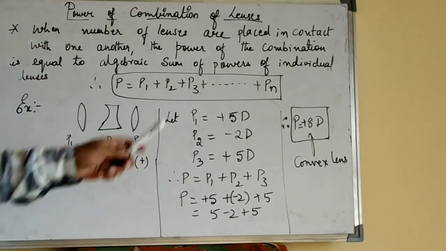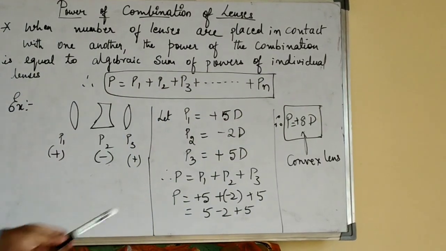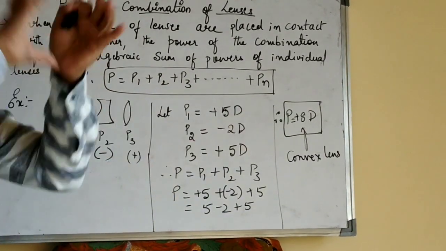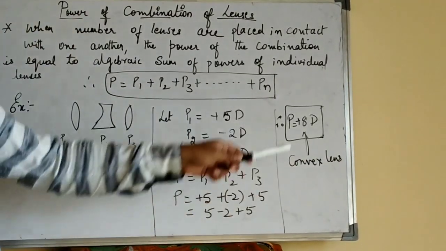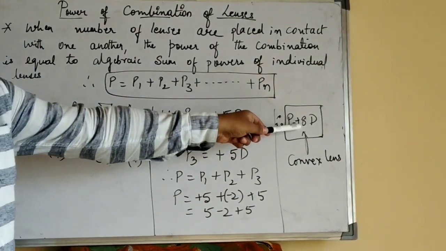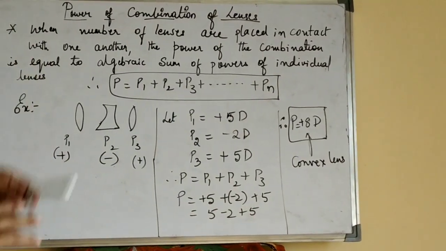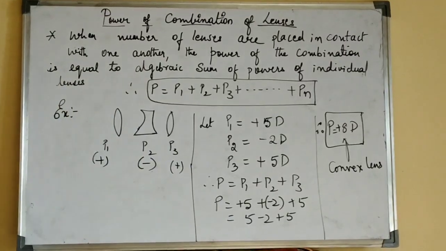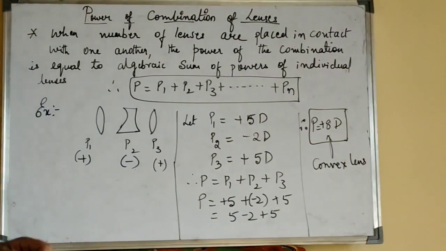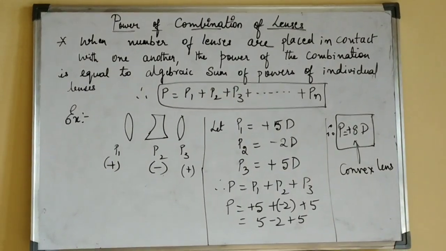Now, when the combination power becomes plus 8 diopter, the sign indicates that the combination of the lenses will result in a convex lens. Why? Because you can see you are getting the sign to be plus. That plus indicates that the combined effect of all these lenses will result in a convex lens. So, P is equal to plus 8 diopter. So, that is about power of combination of lenses. Thank you.